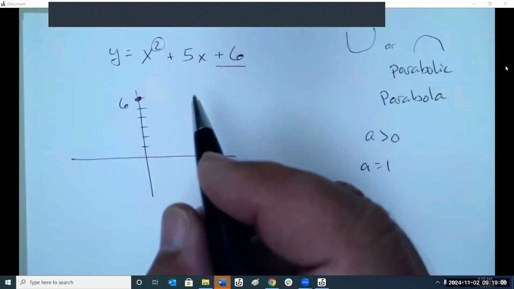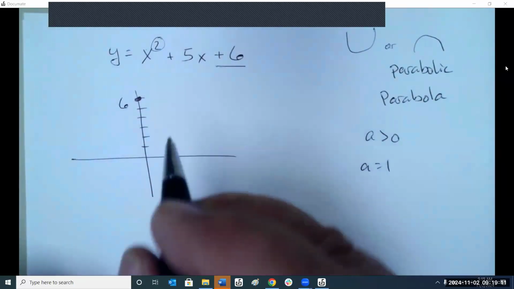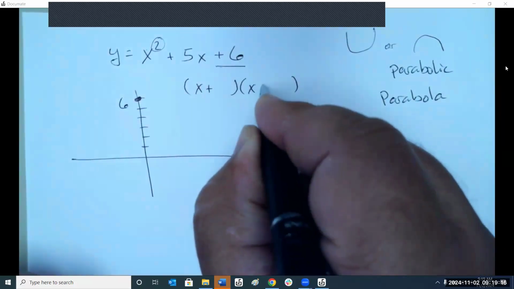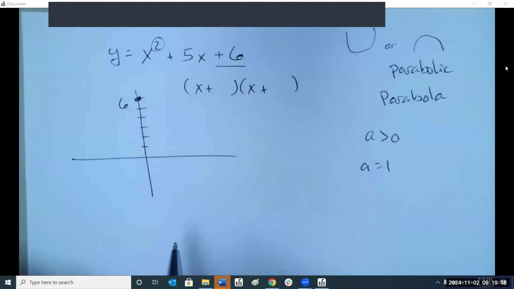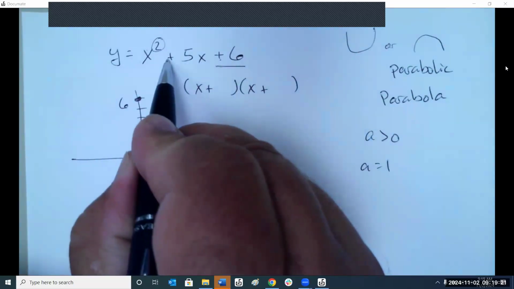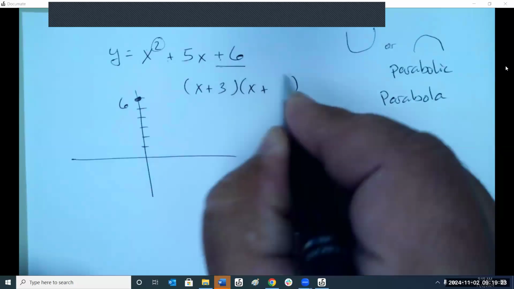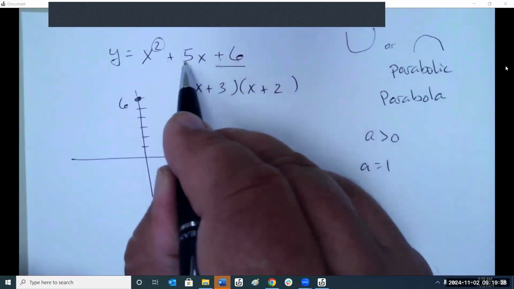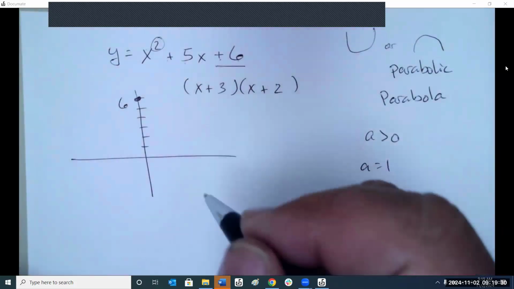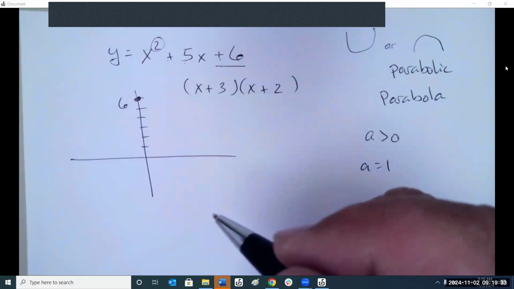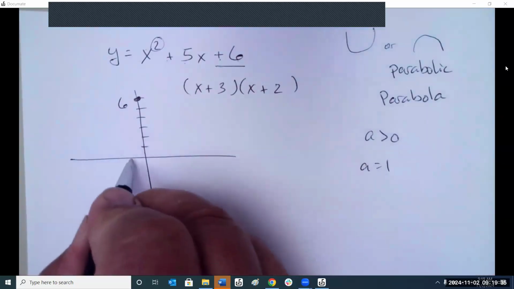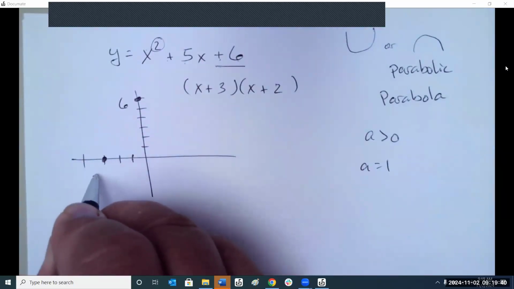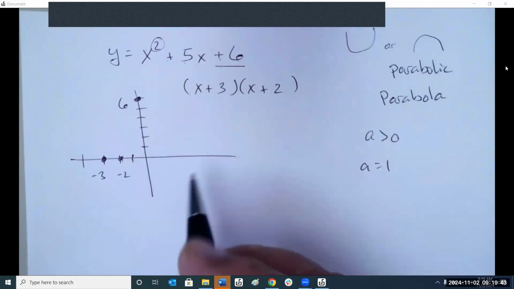Because of this, we can factor it. If we factor it, we'll get x plus, and we know they're both going to be the same. They're both going to be pluses. 3 and 2. What times what is 6? When you add them, you get 5. 3 and 2. So what are my x-intercepts? Right, so at -3 and -2.